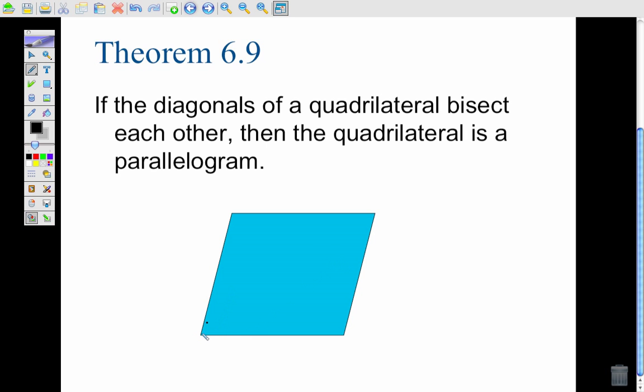Here we're talking about the diagonals. So if I draw in those diagonals, sorry about the lack of straight lines. If I draw in the diagonals and I know they bisect each other, so I know this side is congruent to this side and this side is congruent to this side, then I know again that I have a parallelogram.